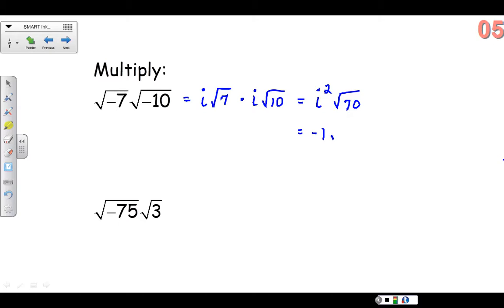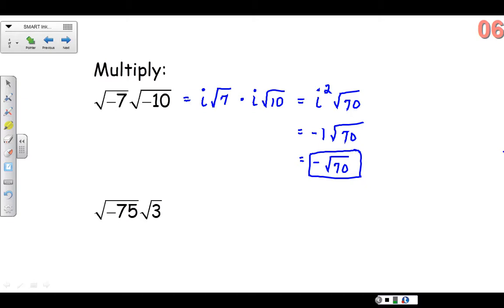The square root of 70, I don't think I know a perfect square that will divide into 70. You could try 4, it won't work. 9 won't work. 16 won't go. 25 won't go. 36 won't go. So that's as far as you're going to be able to take that. 70 won't simplify anymore. So what we have here is the negative square root of 70 as our simplified version.